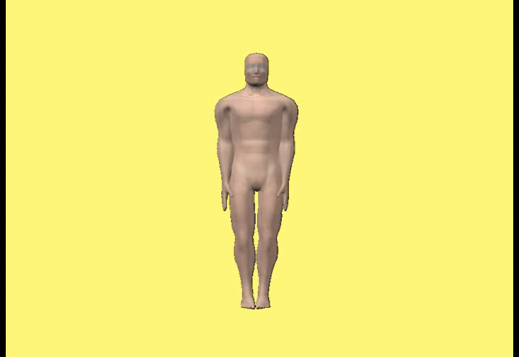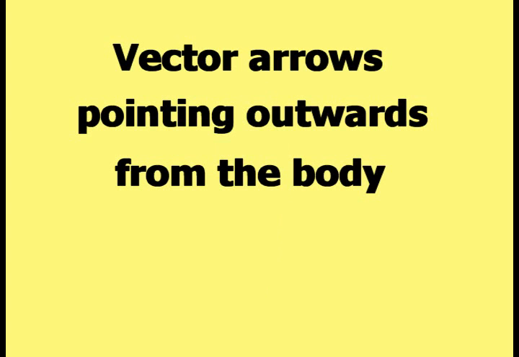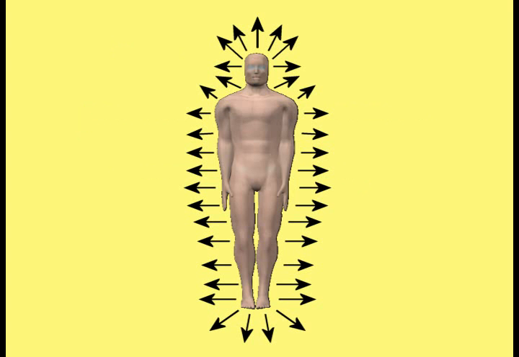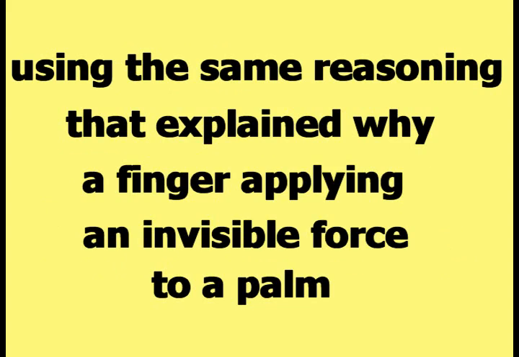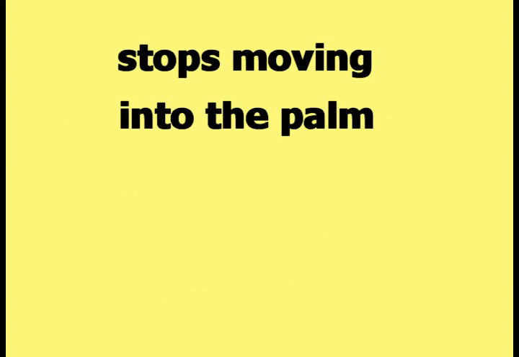Here is a picture of a human body. Vector arrows pointing outwards from the body are then added to the picture to visually represent the invisible forces projecting out from the entire surface of the body. It might be hard to believe that there are invisible forces projecting outwards from the entire surface of a living human body. This claim can be proved using the same reasoning that explained why a finger applying an invisible force to a palm stops moving into the palm.